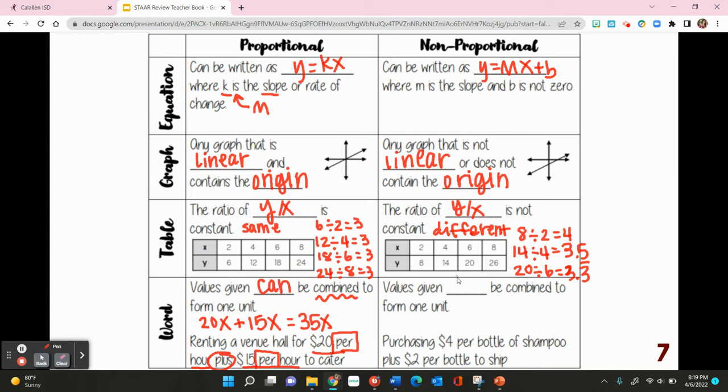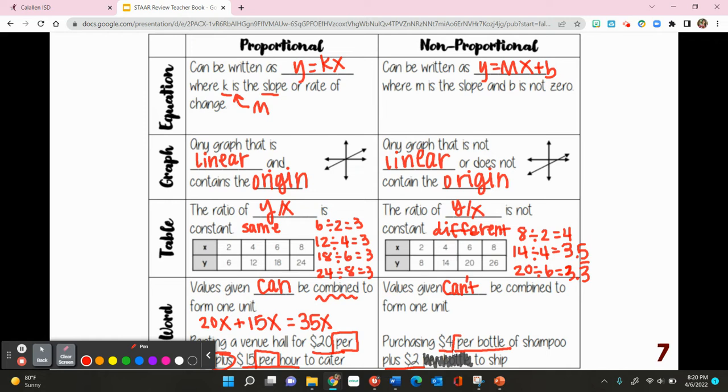However, in non-proportional word problems, values can't be combined to form one unit. Now, there was a typo here. This should say purchasing $4 per bottle of shampoo plus $2 to ship. The per bottle should not be there. So, this is what we are working with: $4 per bottle plus $2 to ship.